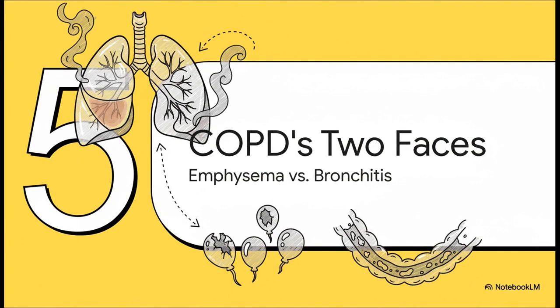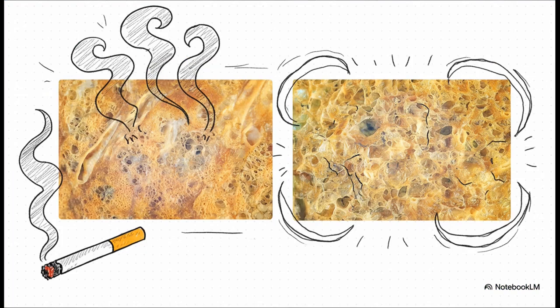So let's meet the two main culprits behind COPD, emphysema and chronic bronchitis. Now, while they often coexist in the same patient, especially a smoker, they actually damage the lung in very, very different ways. On the screen here, you can see the gross pathology of emphysema. It is the irreversible breakdown of the air spaces. It destroys the alveolar walls and creates these large, useless air pockets.